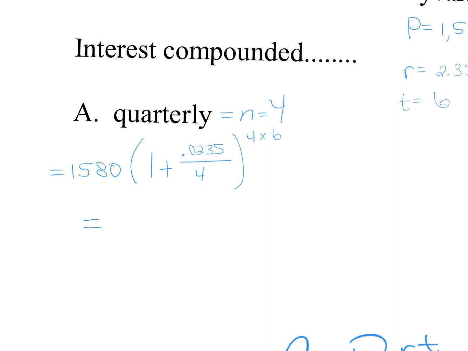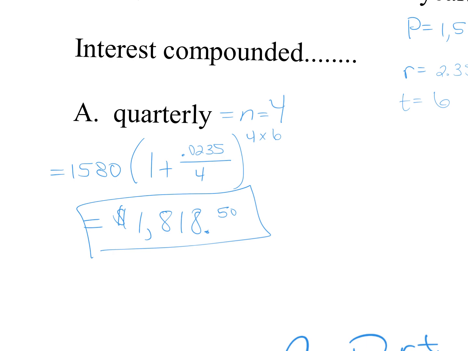So let's practice doing this together. 1,580, and then 1 plus 0.0235 divided by 4. Close your parenthesis and raise it to the 24th power. What do you guys get? $1,818.50. We're talking about money, so you need to have 2 decimal places. The other questions will tell you round to 3 decimal places, round to 5 decimal places. Just round to whatever they tell you to.